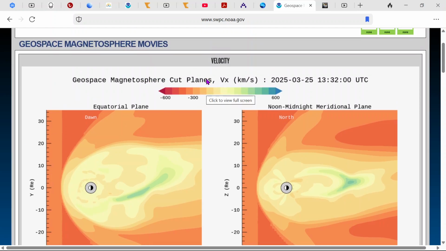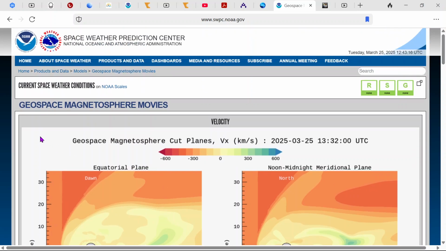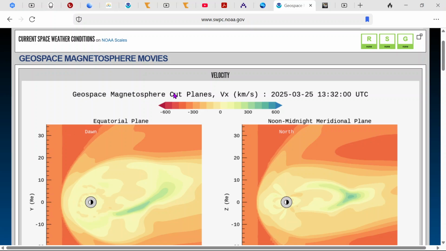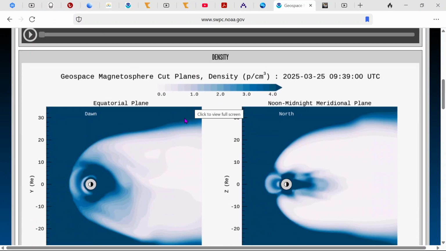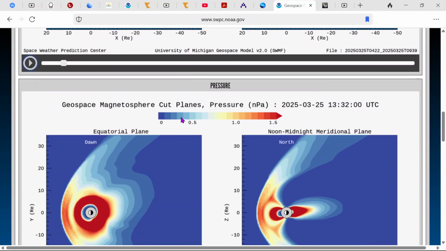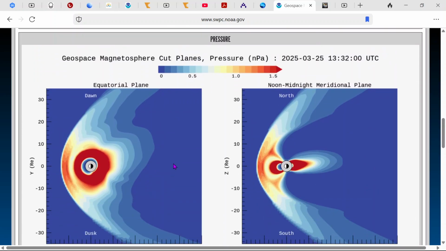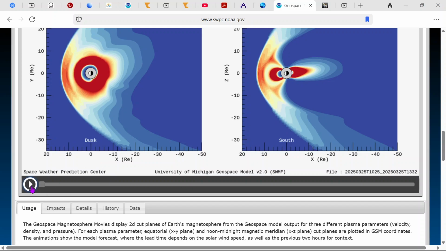Velocity. That's the velocity. Geospace magnetosphere movies. And we are watching at some professional, like NOAA website, you know. So we have here the velocity. Then we have the density. And then we have the pressure. Now let's take a look at this.